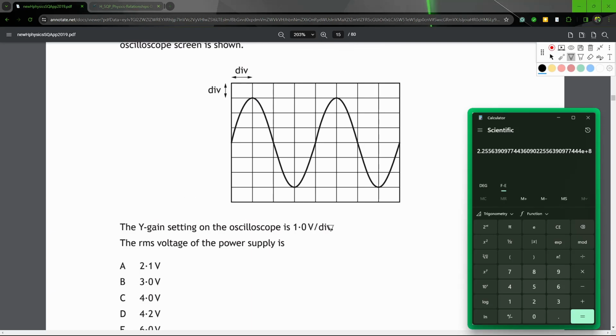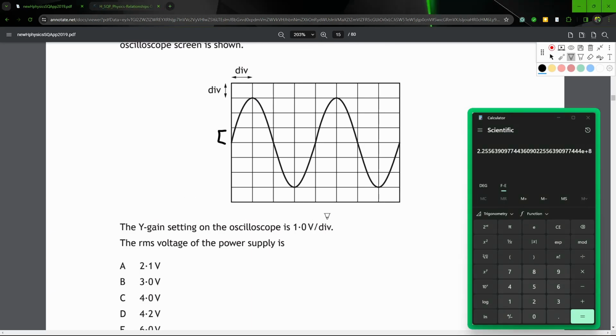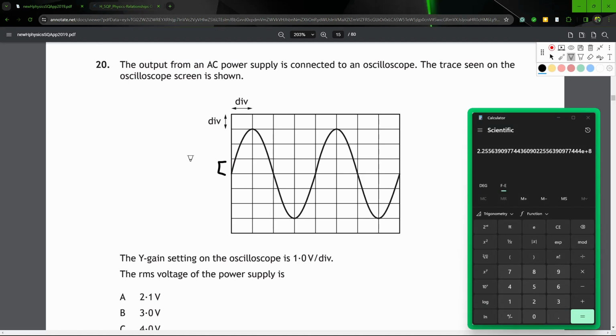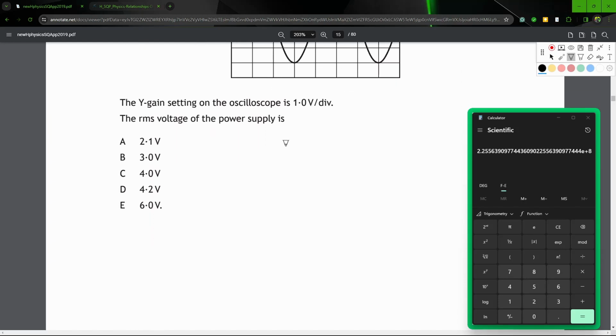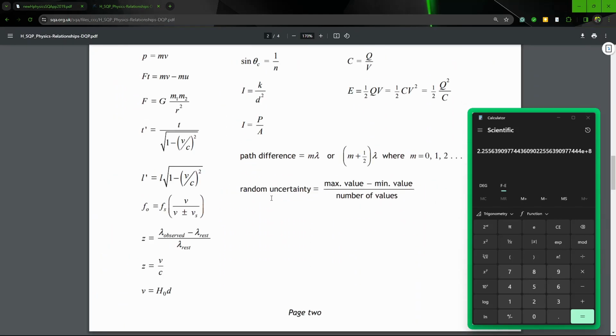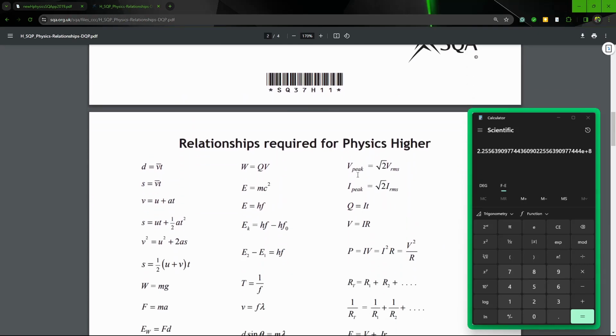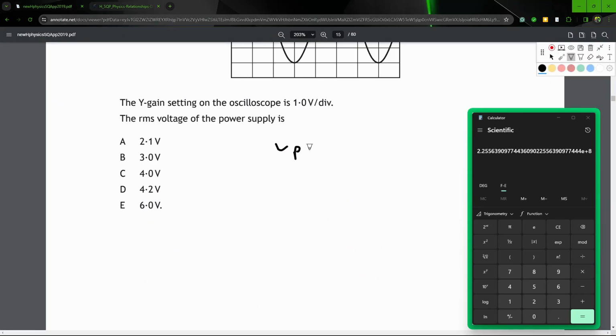Okay, well, 1 volt per division means that each of these boxes is 1 volt. So the peak voltage there is 3 volts above the baseline, because you draw a line through there, that's what we're measuring from. And it will be minus 3 volts the other way, but whatever. So, I remember this formula for once: V peak equals root 2 times V RMS. So we can throw that in.